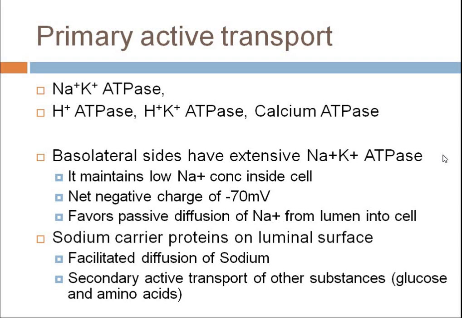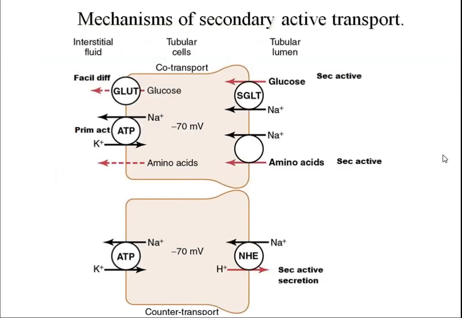Then there are certain sodium carrier proteins also present on the luminal surface, and due to these carrier proteins, facilitated diffusion of sodium also occurs. And when there is facilitated diffusion of sodium, along with it, through these carrier proteins, certain other substances are also transported, and they constitute secondary active transport, like glucose and amino acids. This will be clear from this figure.